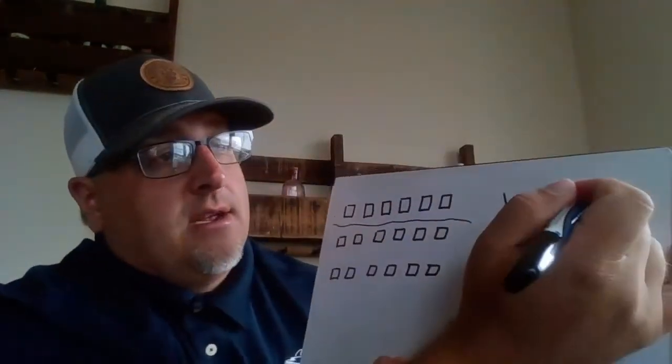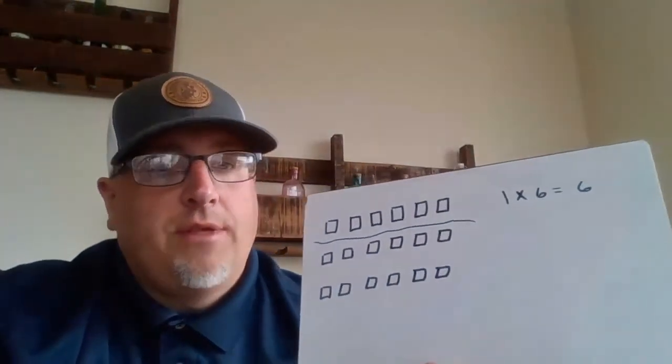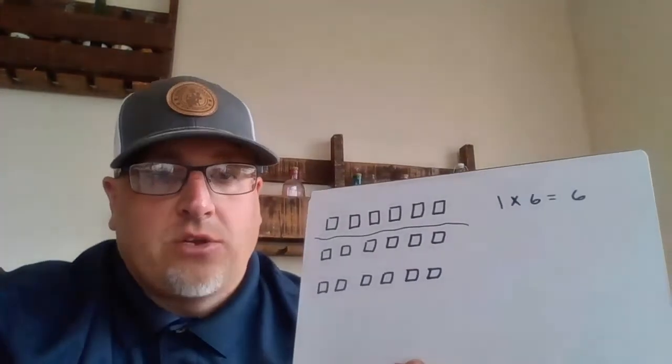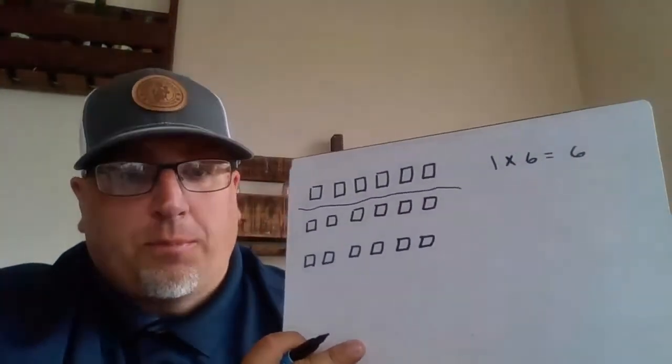1 times 6, that's correct, gives us 6. All right? We should know that. We practice those. That's our factors right there. So that's one group right there. Let's look at our second group right now.